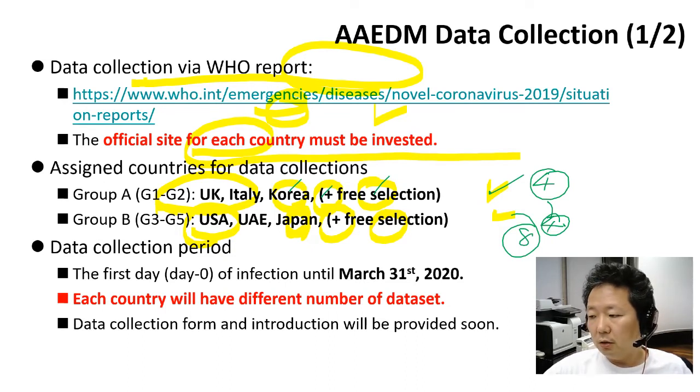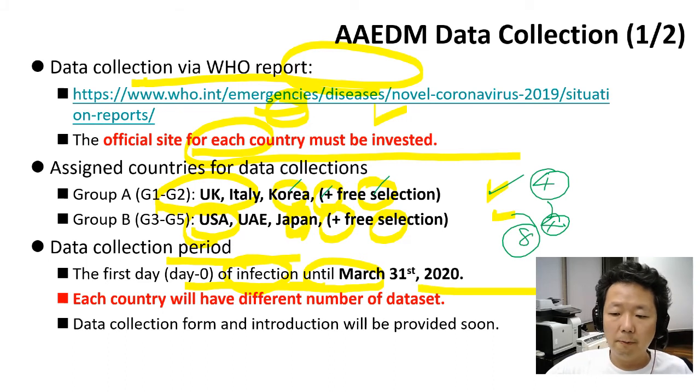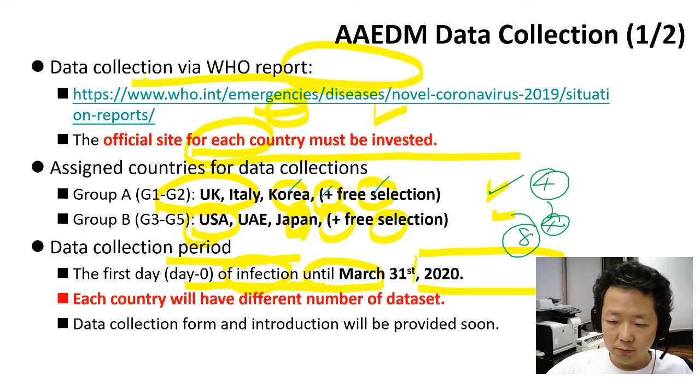And then the way of data collection: the start will be the first day of the infection, which becomes day 0. For most countries, the infected number on the first day is just 1 person. So whenever it started, you consider that day 0, up to March 31st, when it will end. After March 31st, it's totally up to you whether to continue collecting the data, but as a mandatory, you must have the data for March 31st.